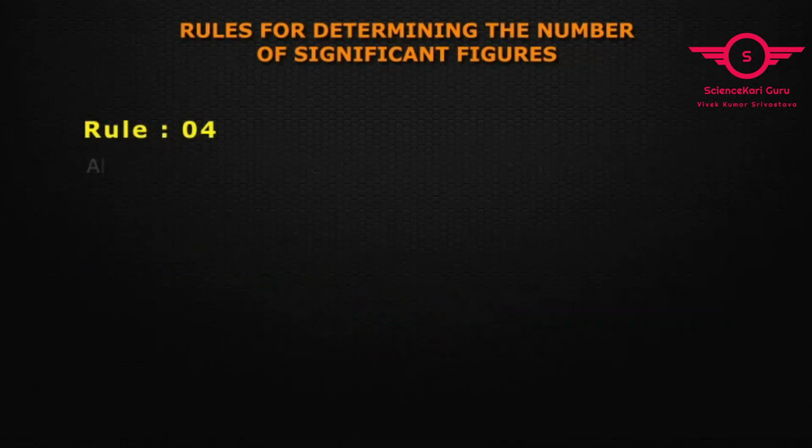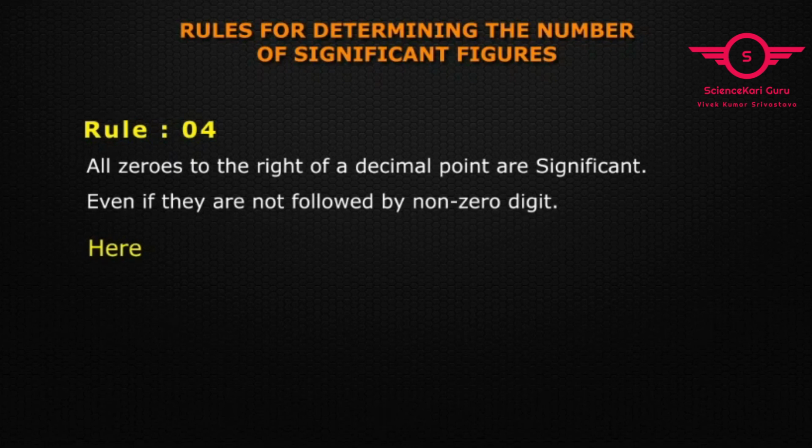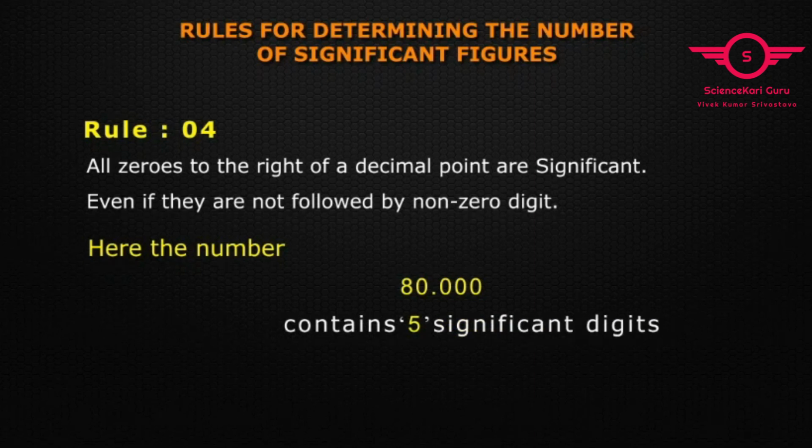2. All zeros to the right of a decimal point are significant even if they are not followed by a non-zero digit. Here, the number 8.00 contains 3 significant digits.